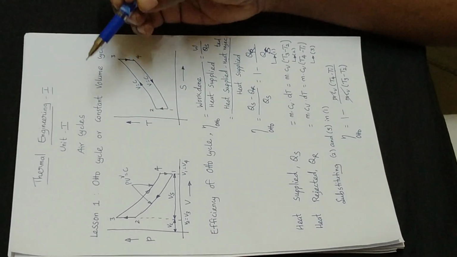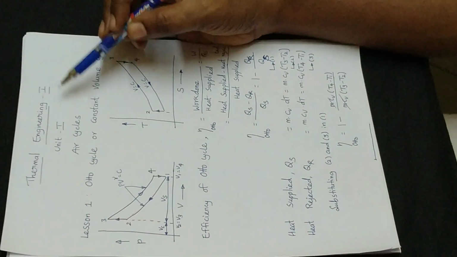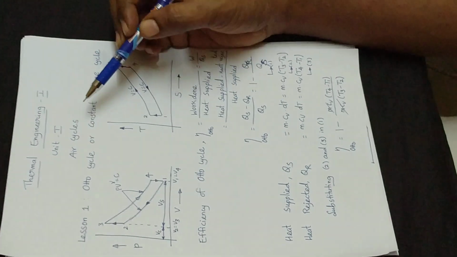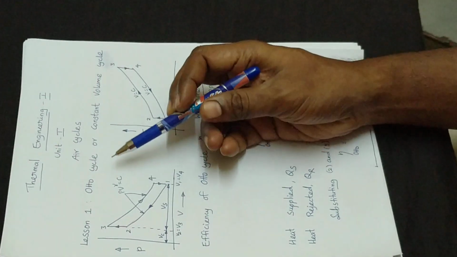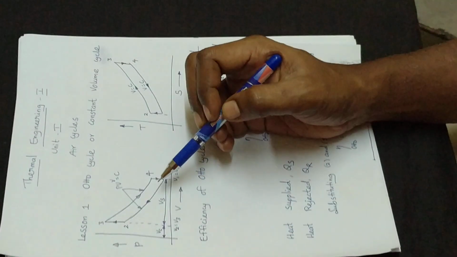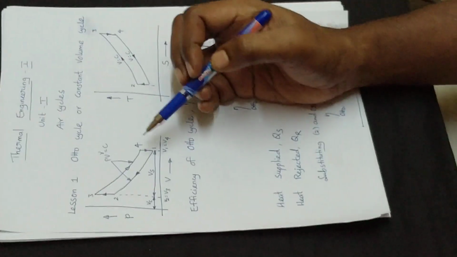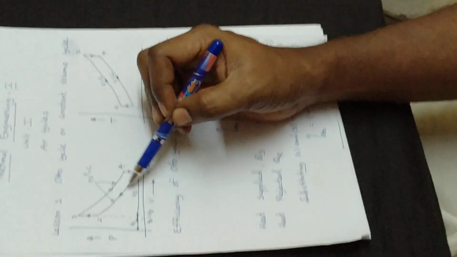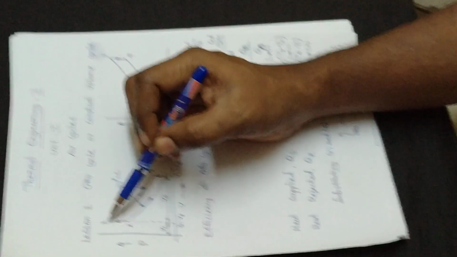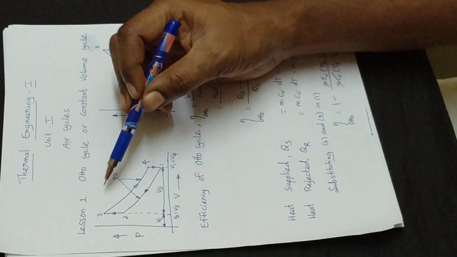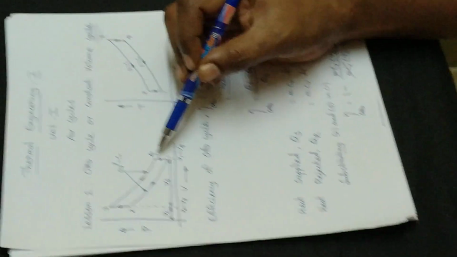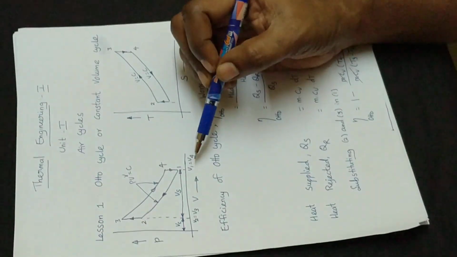Hi students, today we are going to see the subject Thermal Engineering 1, in unit 1 regarding air cycles. Lesson 1 is the Otto cycle or constant volume cycle. This cycle consists of 4 processes. 1 to 2 is isentropic compression, 2 to 3 is constant volume heat addition, 3 to 4 is isentropic expansion, and 4 to 1 is a constant volume heat rejection process.